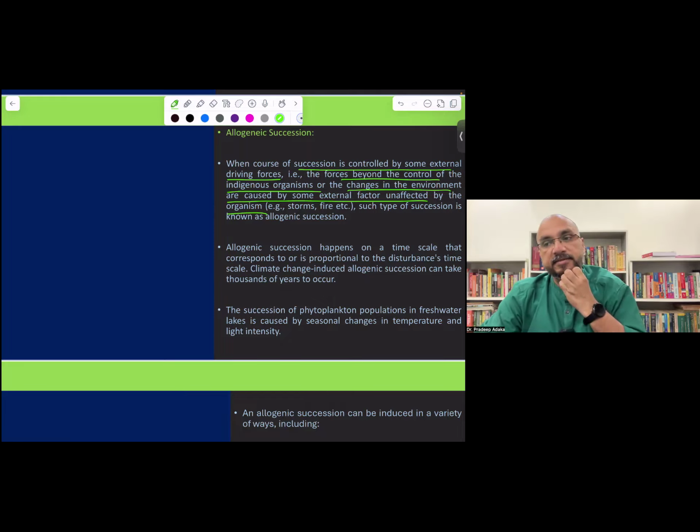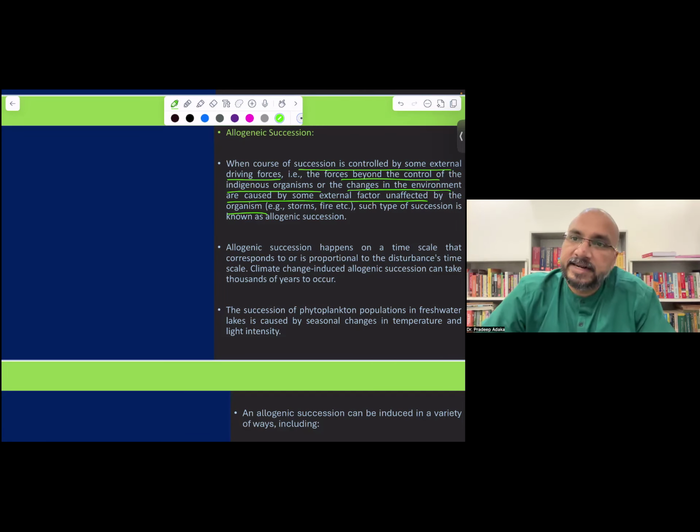So in autogenic succession, the community which is living there is either adding organic matter, bringing change in the soil conditions, or creating shade, bringing changes to the conditions. Here, external conditions are affecting the environment, not the organisms themselves. So external यानी बाहर से फायर हो गया, स्टॉर्म हो गया, they affect the conditions.